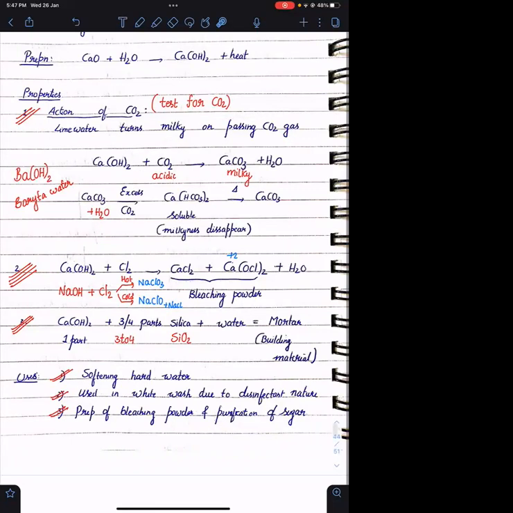CO2 को जब भी lime water के through pass करता हूँ, initially it will be forming milkiness. The milkiness is going to disappear whenever I am passing excess of CO2. Is that clear?